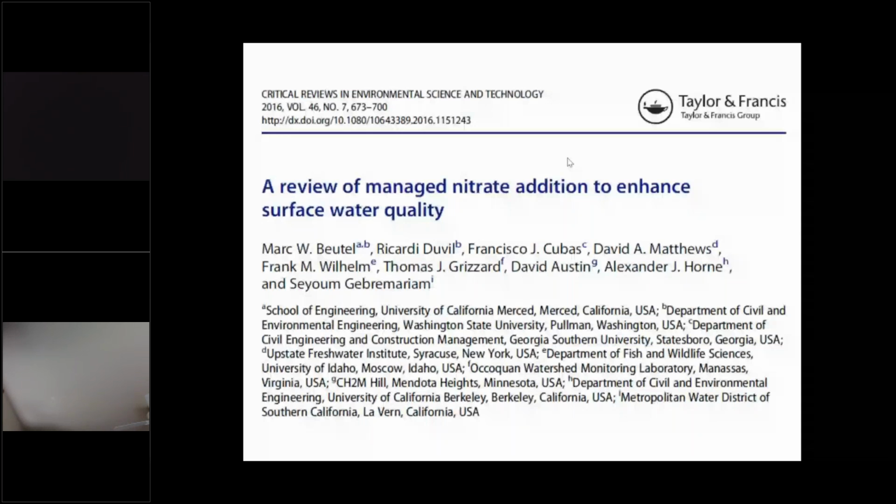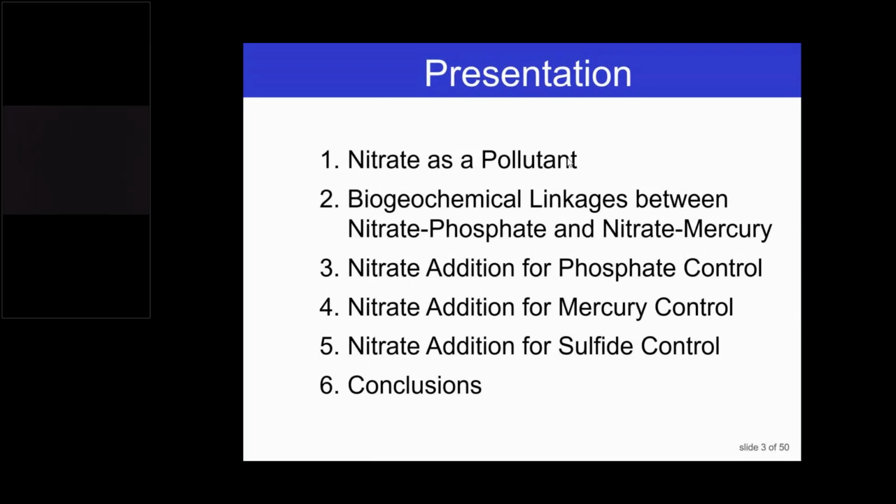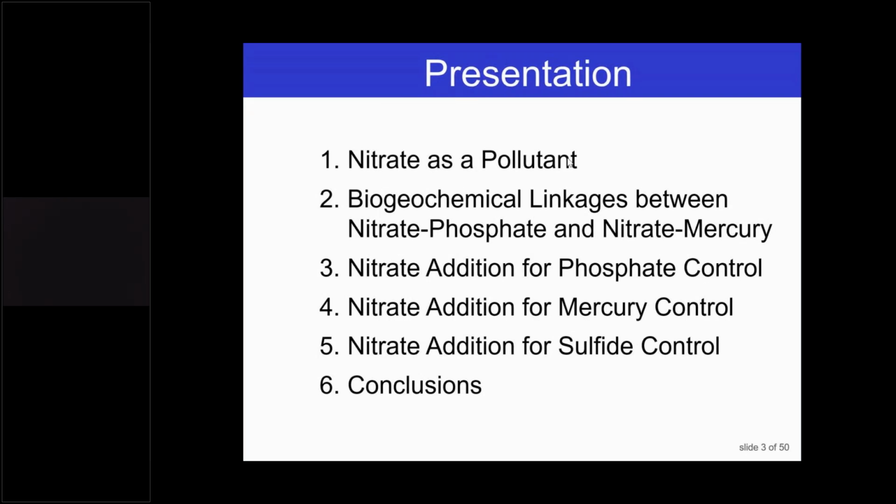Here is a presentation outline. Nitrate as a pollutant. Then we'll talk about biogeochemical linkages between nitrate and phosphate and nitrate and mercury. Then we'll look at case studies where nitrate addition has been used for phosphate control, then case studies where nitrate addition has been used for mercury control. Then one case study of nitrate addition for sulfide control in tide flats, and then some conclusions.